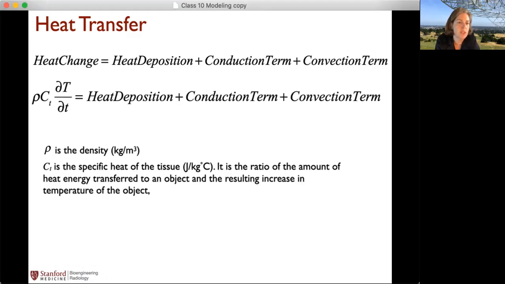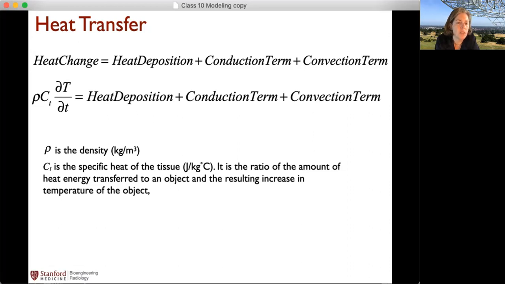So first of all, there's the heat change. So we're going to put heat in, so there's going to be a temperature change over time. And in order to get to heat, which is a different quantity from temperature, we multiply times the specific heat of the tissue. So that's just the ratio of the amount of heat energy transferred to an object and the resulting increase in temperature of the object. So this overall component here is going to give us the overall heat and then how that's changing over time. But we're particularly interested in the temperature change, so we separated out the specific heat there.